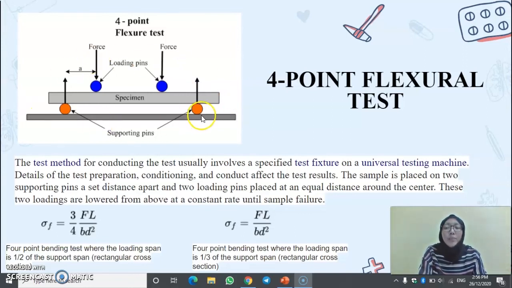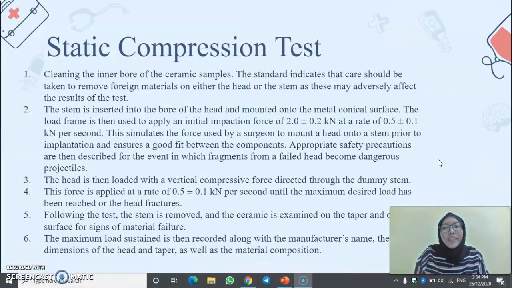So that is, you place the specimen in between the loading pins and the supporting pins, and we will see how much force is needed to break the specimen. So this is the formula used. Okay, next is the static compression test, which we use for the ceramic ball head once it has already been made.